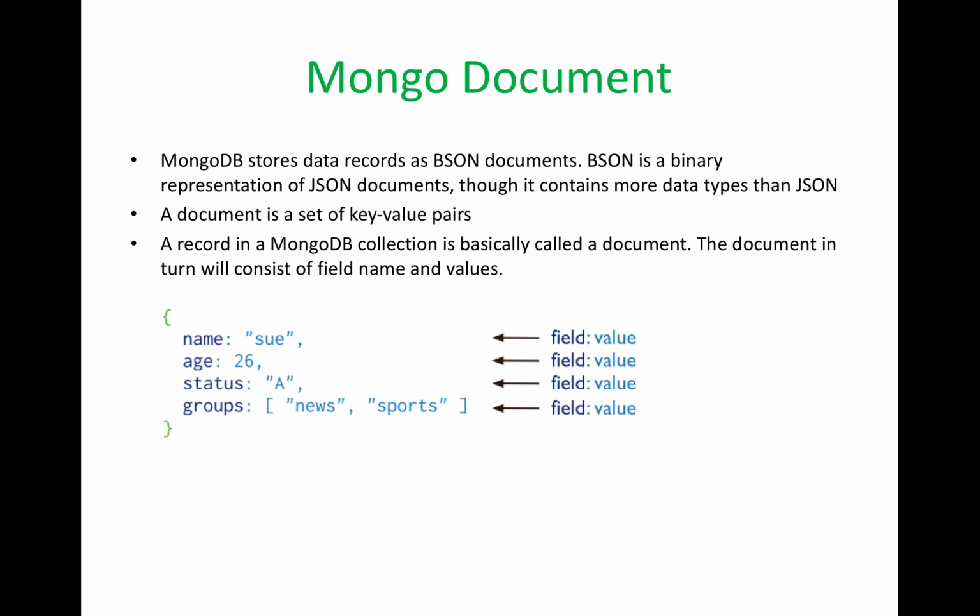So what is a MongoDB document? MongoDB stores data records as BSON documents. BSON is a binary representation of JSON documents, though it contains more data types than JSON. A document is a set of key-value pairs. A record in a MongoDB collection is basically called a document. The document in turn will consist of field names and values. This is the field and this is the value. This name is status group and this is also an array.